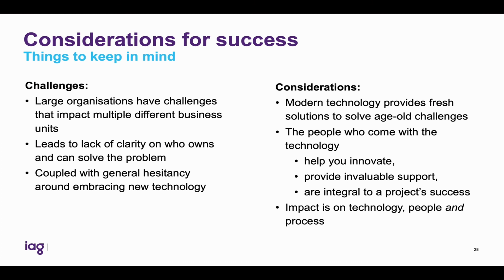But modern technology gives you the ability to provide fresh solutions to solve these really old and intractable challenges that have been around for a long time in an organization. And the people who come with that technology help you innovate and provide invaluable support and are integral to project success. And so one of the most important things for the success of this project was having a really good relationship with both MongoDB and Confluent to really bring in the best ways of solving these problems and taking advantage of their experience to lift up our own technology, people, and process.